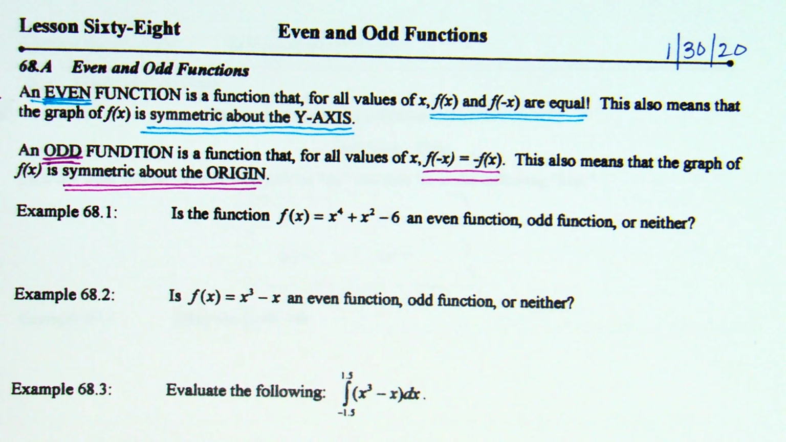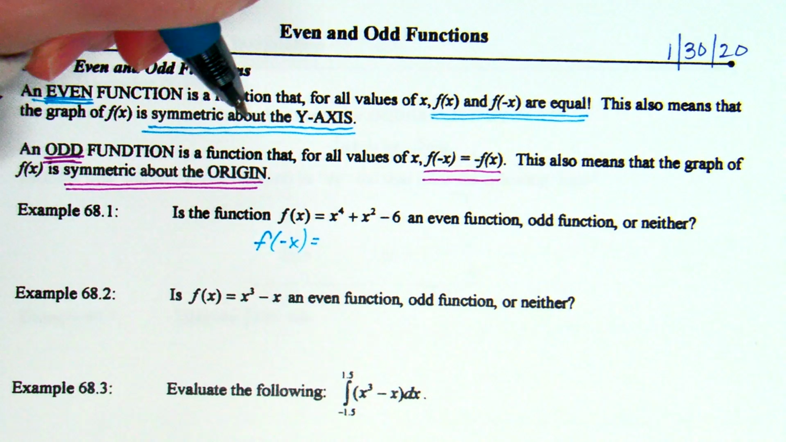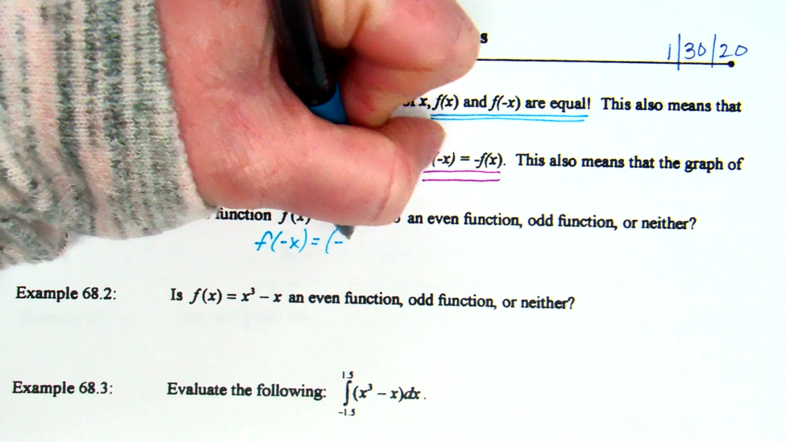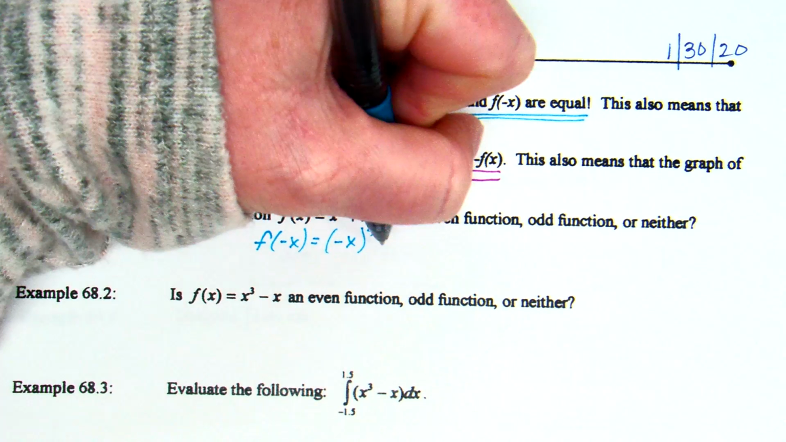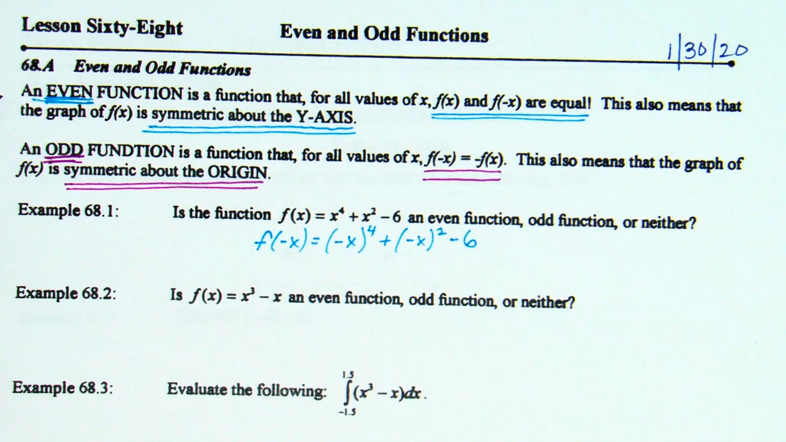So, let's look at example 1. Is the function f of x equals x to the fourth plus x squared minus 6 an even function, odd function, or neither? Okay. We can start by finding f of negative x. If we do f of negative x, that means everywhere we see an x, we replace it with negative x. So instead of x to the fourth, it's negative x to the fourth, plus, instead of x squared, negative x squared, minus 6.